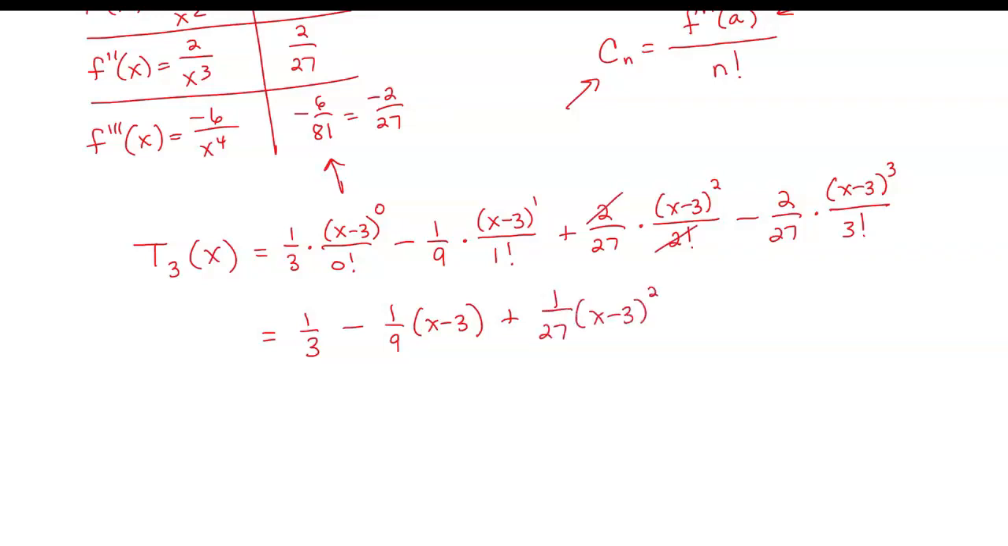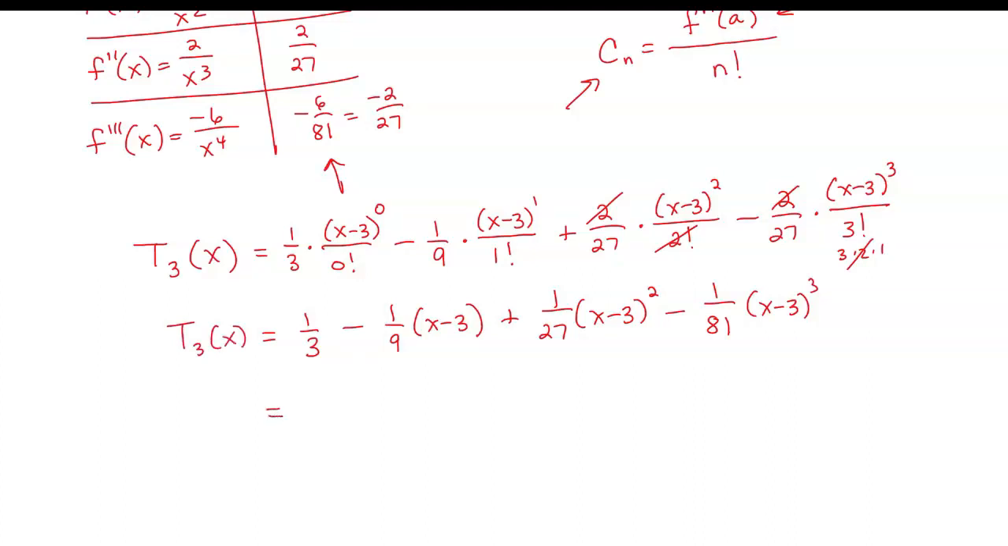And then in the last term, the 3 factorial on the bottom, that's 3 times 2 times 1. So the 2 in that factorial is canceling with the 2 in the numerator. And I'll have to do 27 times 3 on the bottom, which is 81, times x minus 3 to the third power. So there's your polynomial, T sub 3 of x.